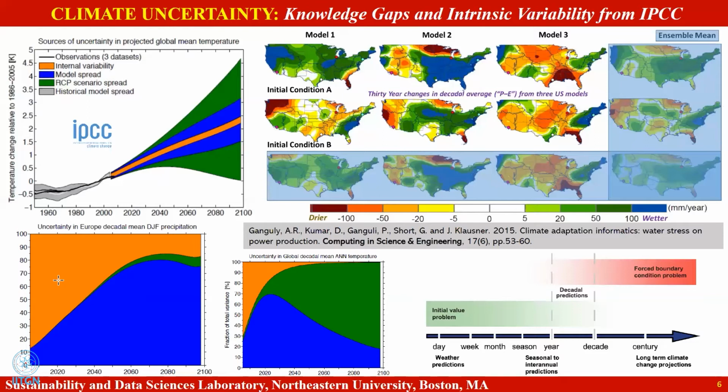Now, uncertainty in this case does not mean that we cannot act. Uncertainty is not an excuse for inaction. In almost all science and engineering problems, we have uncertainty. When we design a bridge, we have uncertainty.